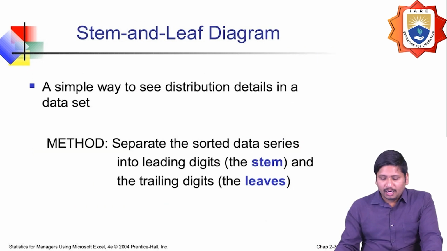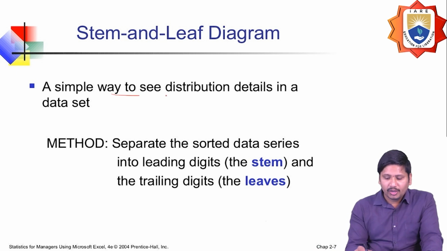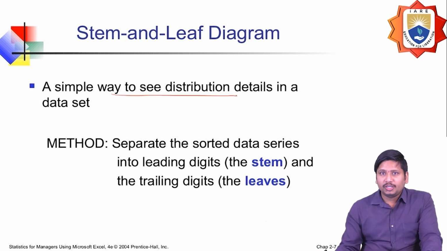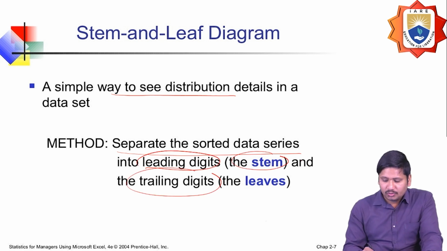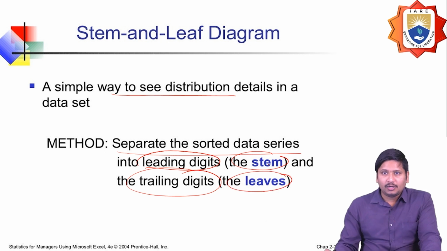The stem and leaf diagram is another technique you can implement. It is a simple way to see the distribution in detail in the data set. The method is that we separate the sorted data series into the leading digits, which we call the stem, and the trailing digit, which we call the leaves.